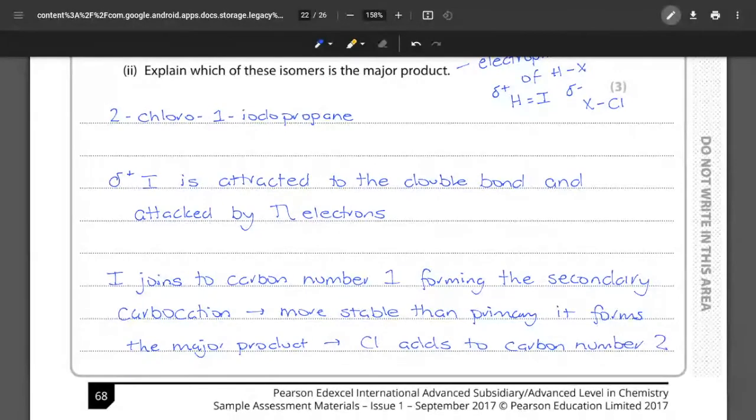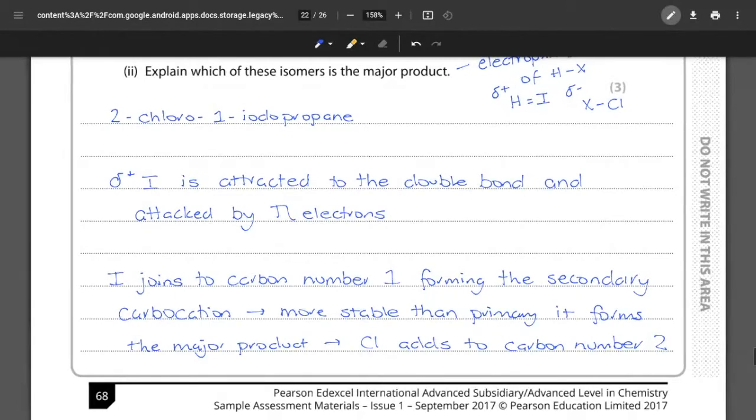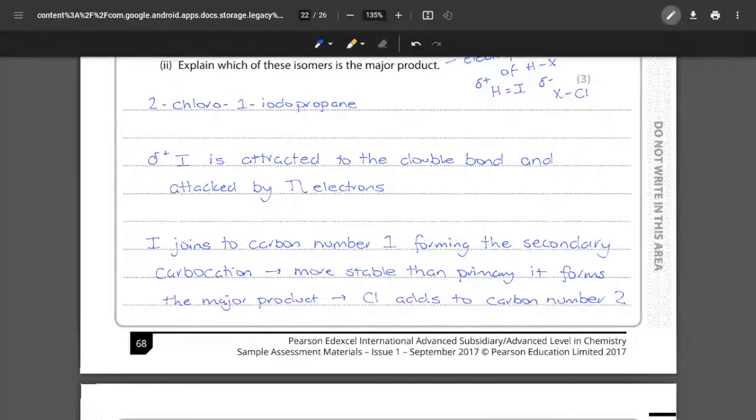So we are explaining what is happening here. We have the delta positive iodine being attracted into the double bond and getting that curly arrow coming out from the double bond onto the iodine, allowing that to then join and bond in with carbon number 1, leaving your positive charge and the carbocation in the centre, giving you the secondary carbocation, meaning it is more stable and then allows the chlorine to join.